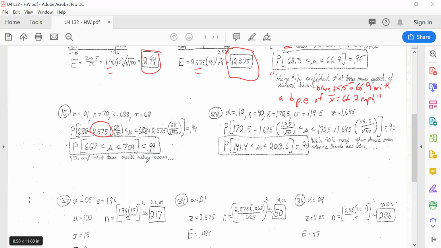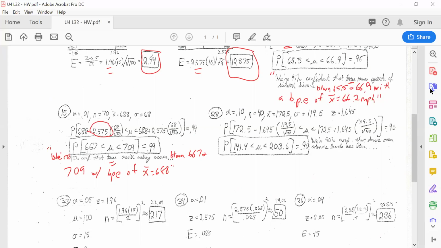And then your verbal. We're 99% confident that the true credit rating scores are between 667 and 709 with a best point estimate, BPE best point estimate of the X bar of 688.